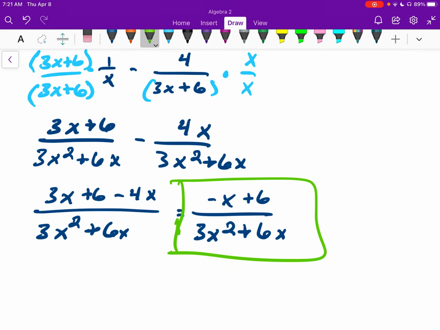Now, with this answer, some people would, and I even looked at this and I said, well, this 3 and this 6 can cancel with that 6. But we can't do that because we'd also have to have a 3 near that x. So make sure you don't cancel when you can't, right?